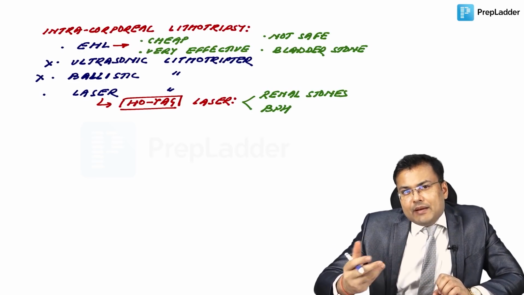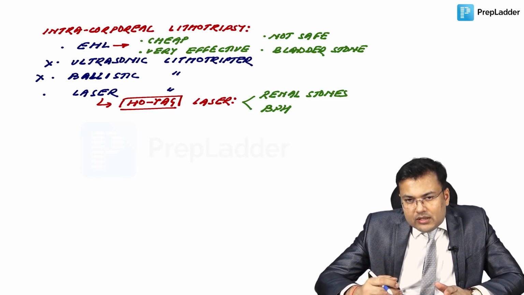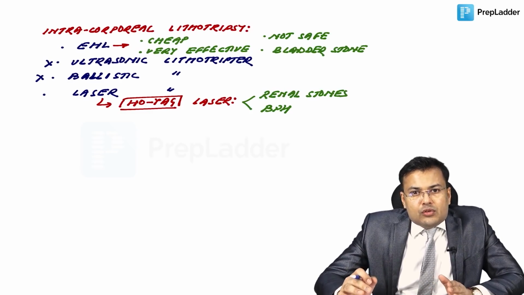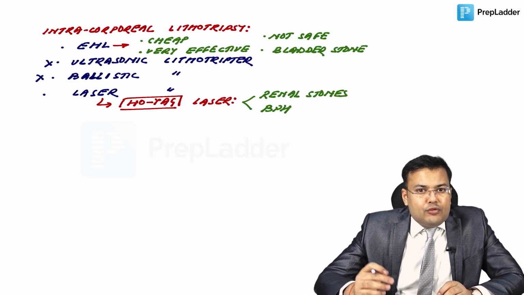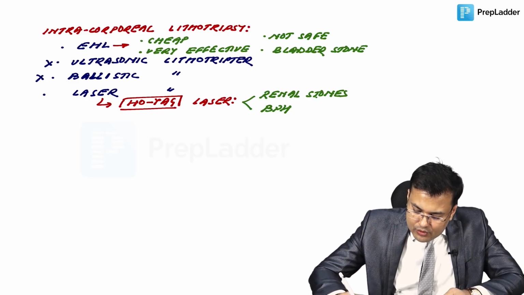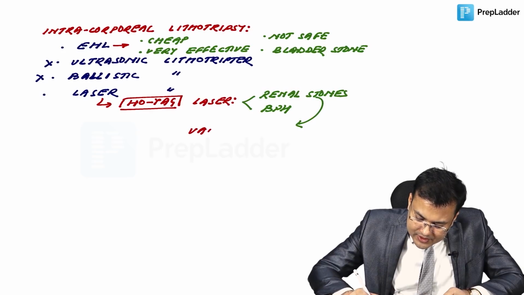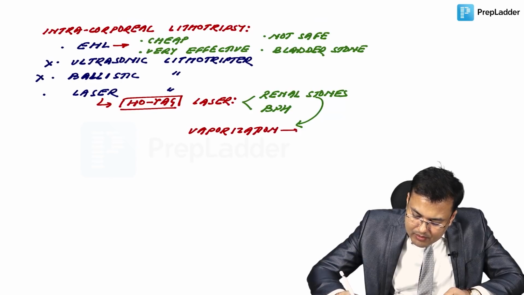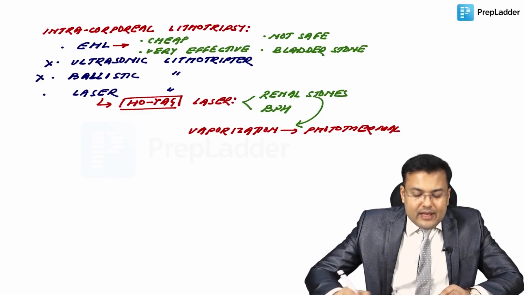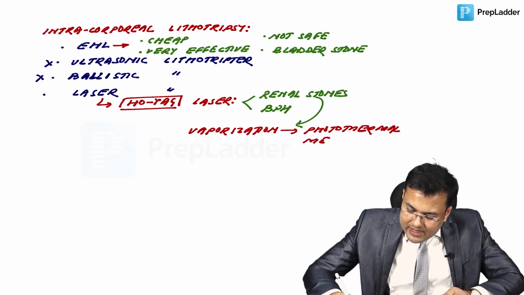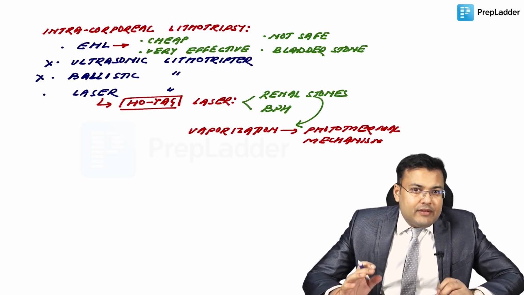How does it act? It acts by vaporization. It causes stone vaporization by a photothermal mechanism. We have to be very careful that there should not be any metallic wire in the field, because that can also be affected.